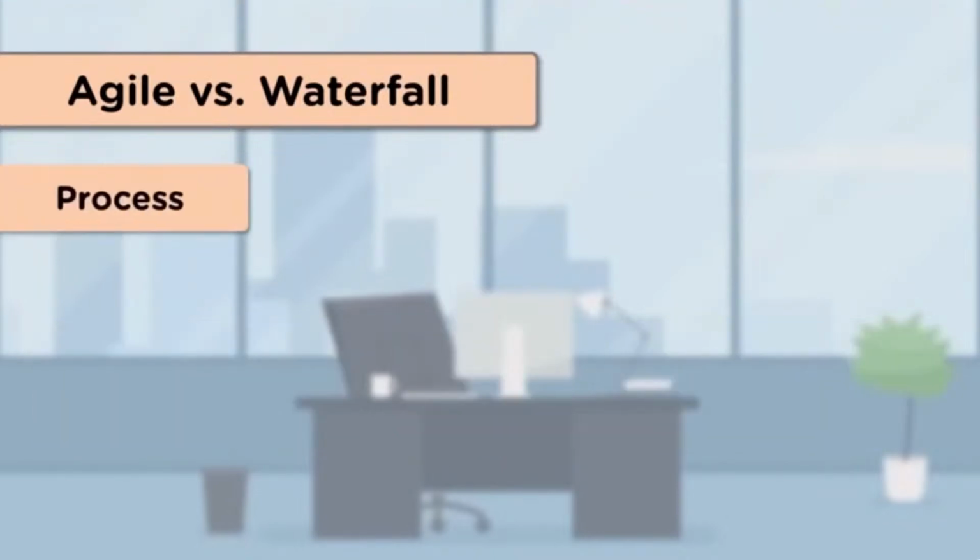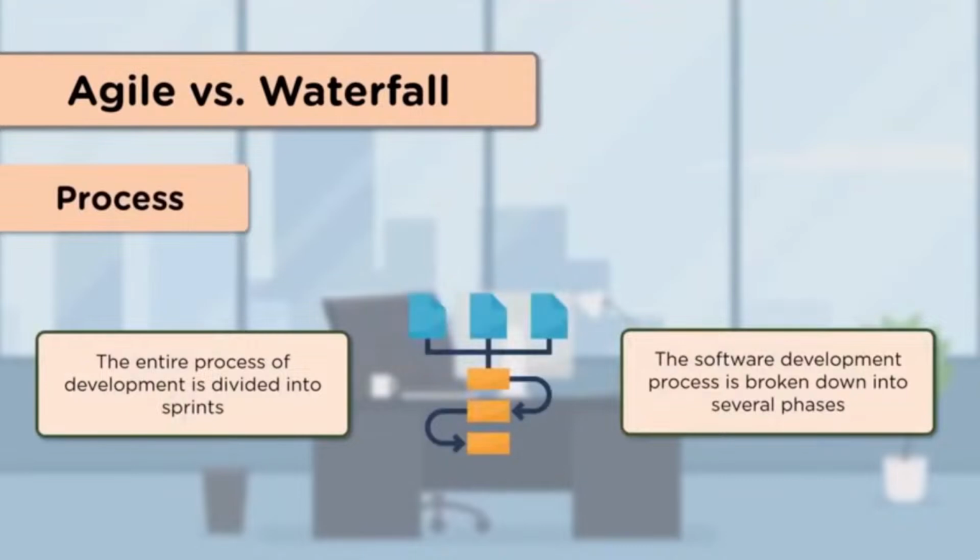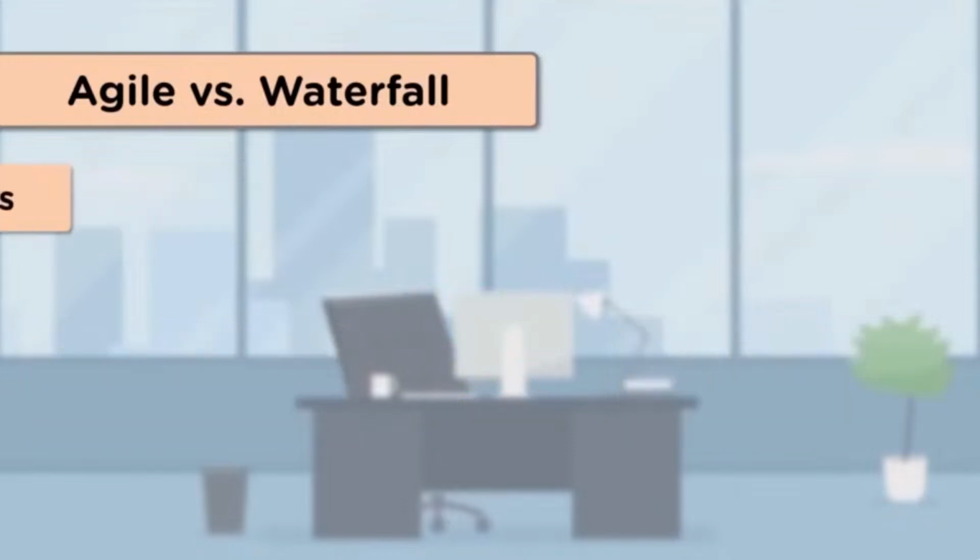The next important aspect is the process. In the case of agile method, the process is divided into sprints that have their own deadlines and deliverables at the end. The waterfall model has a process of software development that is broken down into several phases that go as a top-down approach, giving a deliverable at the end.